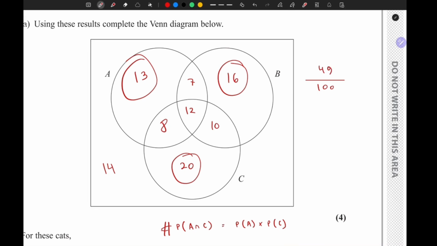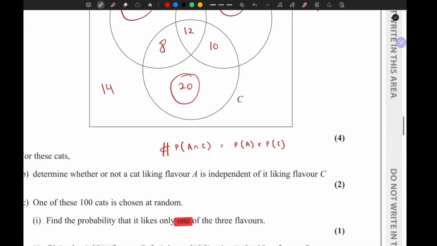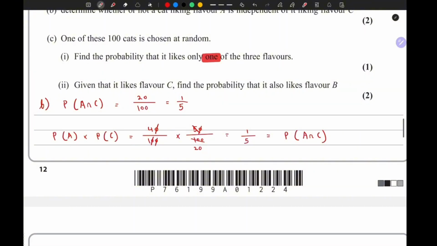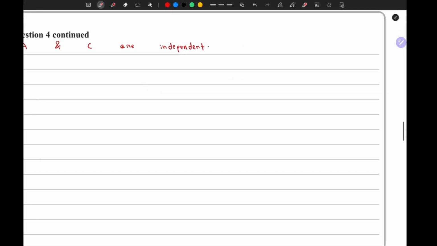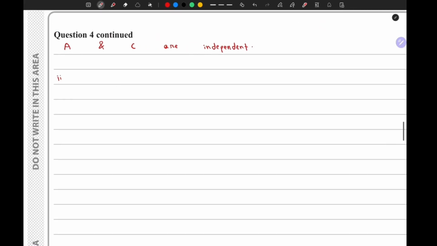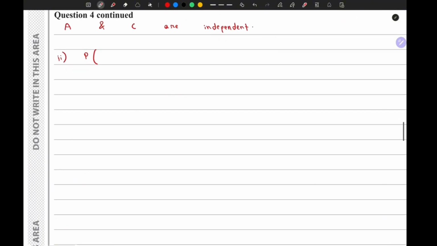So this is the answer. Now, given that it likes flavor C, find the probability that it also likes flavor B. So basically what they're talking about is this part, which is given that it likes flavor C, now we just need to find the probability that it likes flavor B. So B given C. Using the formula, this can be written as B intersection C over probability of C.